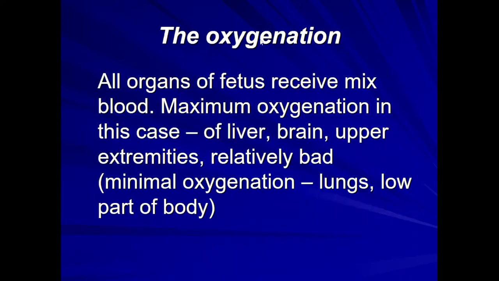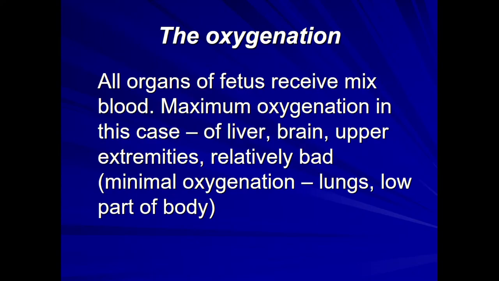Systemic circulation. All organs of the fetus receive mixed blood. You must remember about it: mixed blood, not arterial. Maximum oxygenation in this case is in the liver, brain, and upper extremities. Relatively bad, minimal oxygenation is in the lungs and lower part of the body.